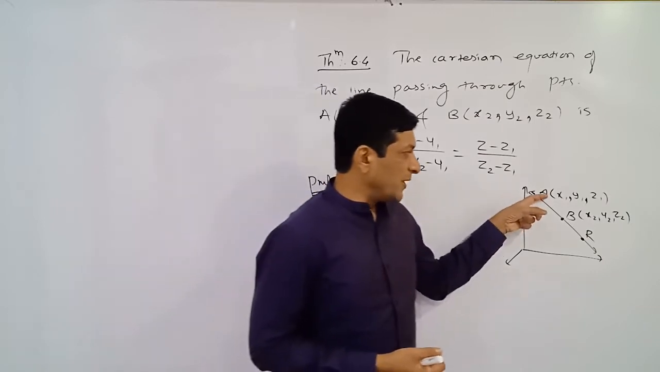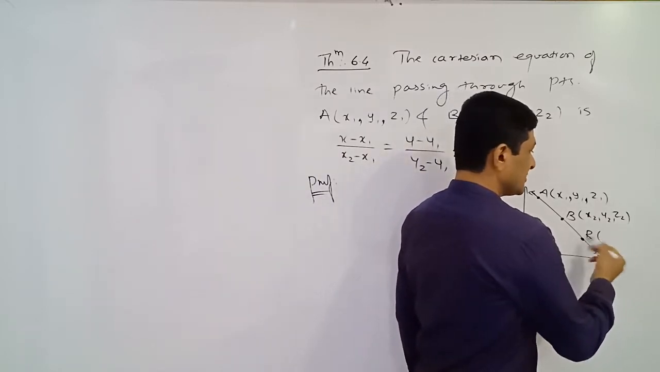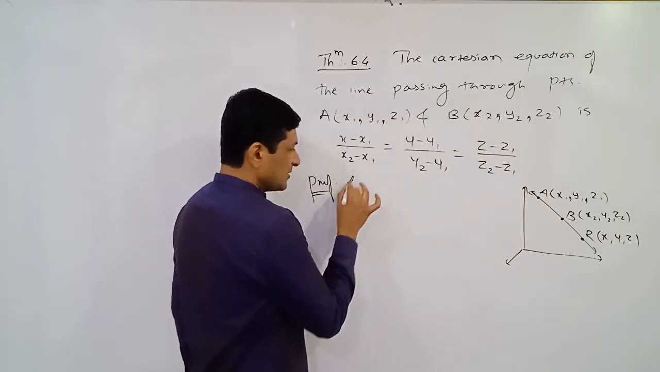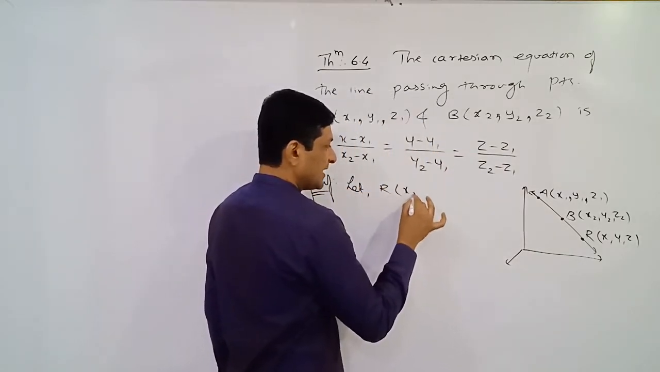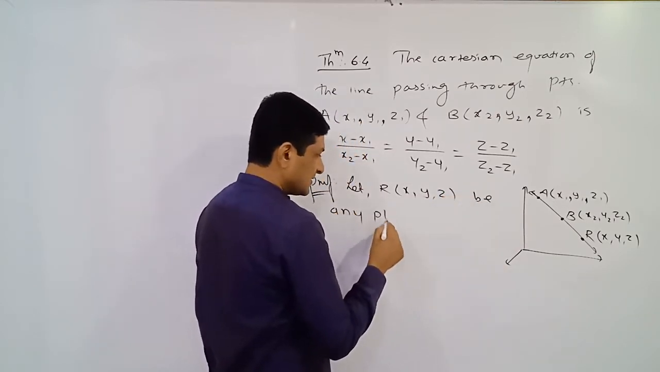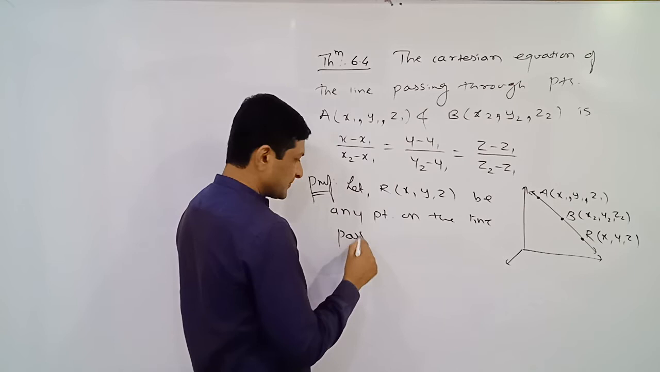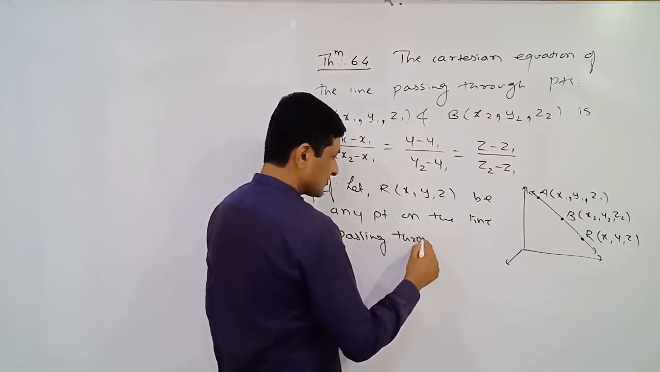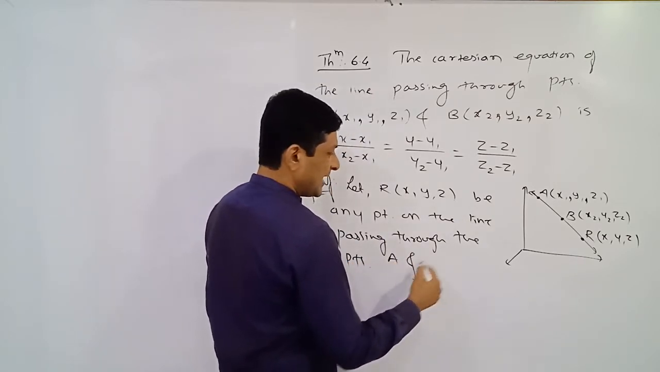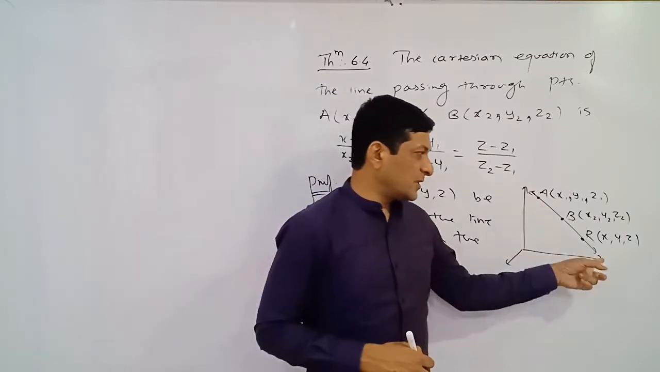So now here these two points are given to us. Since we are finding the equation of the line, let us consider any point on the line. Let us denote that point by R and let its coordinates be x, y, z. So what is our supposition here? Let R having coordinates x, y, z be any point on the line passing through the points A and B.